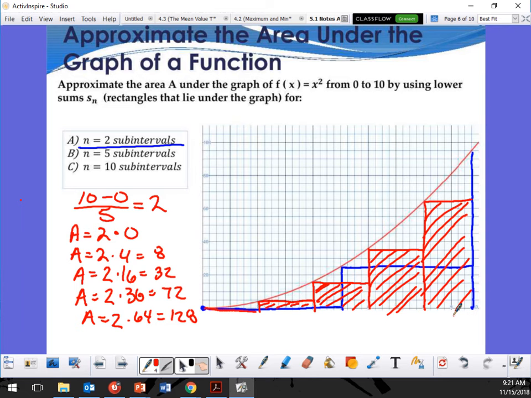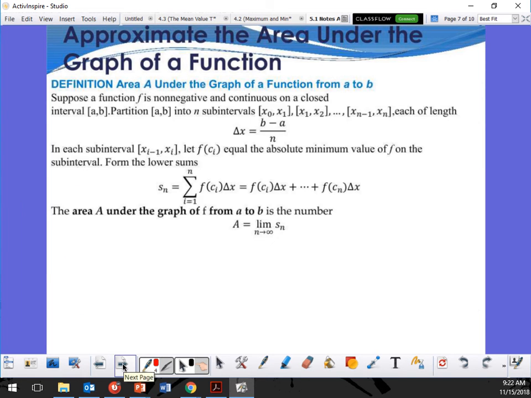But the more subintervals we get, what does that mean? More work. Yeah, more work, right? More color. Well, do you want me to do 10? I'm good. Are you good? Just take the regular integral so you get the actual. Okay. All right. Anyway.